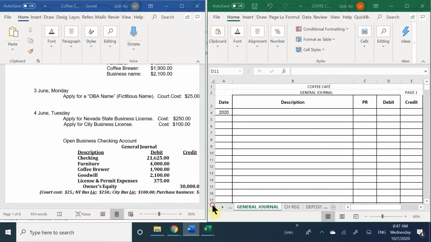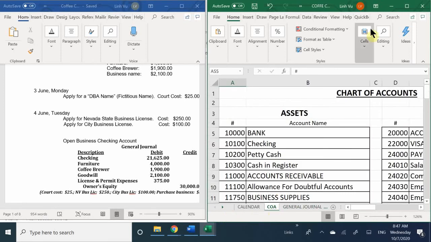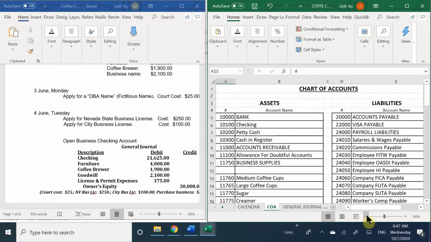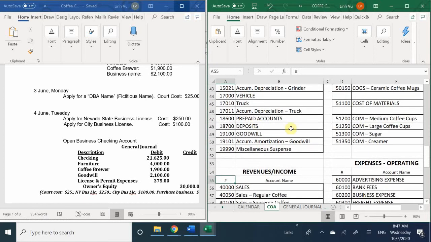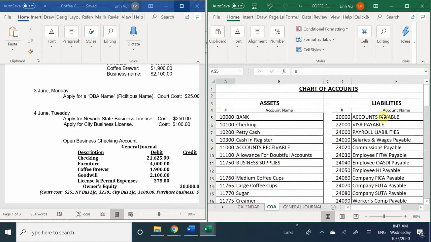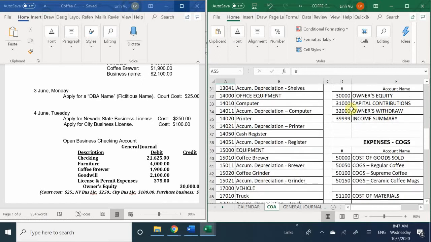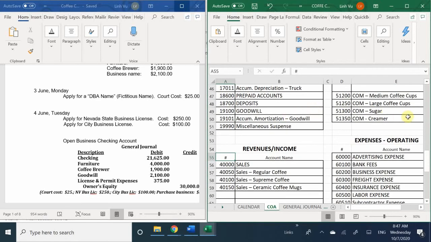Go ahead and pull out your chart of accounts. For Excel, the chart of accounts is inside the General Journal workbook. The chart of accounts is organized based on the type of accounts you have. Here I have all the assets listed, then all of my liabilities and my equity below, and then my revenues and expenses. They are all categorized.